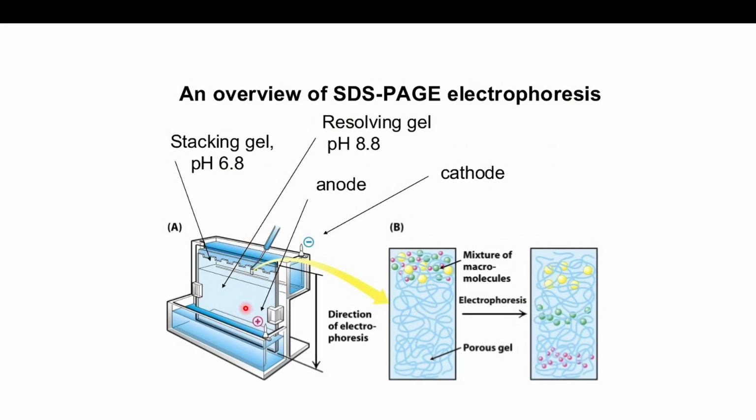This is a matrix which has different kinds of pores, depending on how much polymerizing agent has been put into the solution. Based on that, the pore size will vary, and this is your mixture of macromolecules, your sample, that has been put here. It will have a sieving effect, and the molecules will go through based on how big they are. The pink molecules here are really small, so they will move the fastest, and the yellow molecules are the largest ones, so they will take time to move through the pores of the matrix.